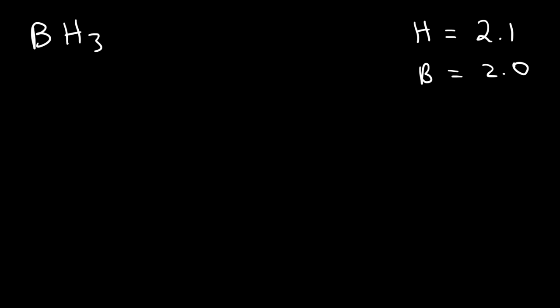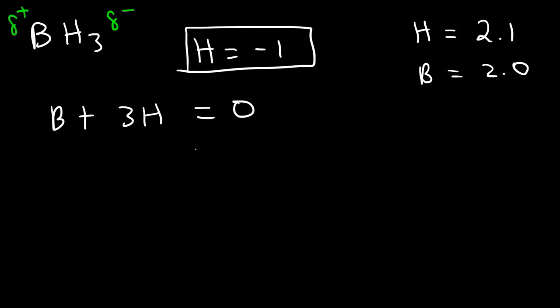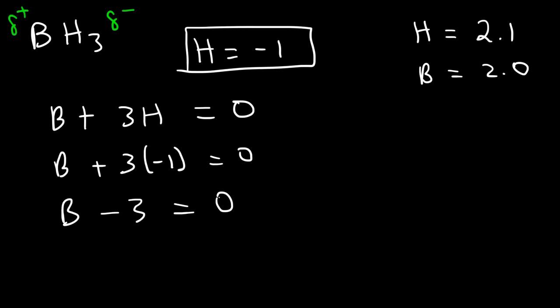In this example, hydrogen is more electronegative. So hydrogen bears the partial negative charge, or boron bears the partial positive charge. So therefore, hydrogen is going to have its oxidation state of -1 because it's more electronegative than boron. So then this is going to be B plus 3H, which is equal to 0. So 3 times -1 is -3. So boron is going to have an oxidation state of +3 in this example.